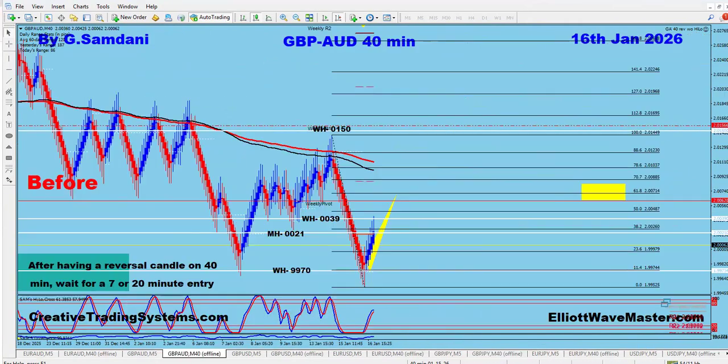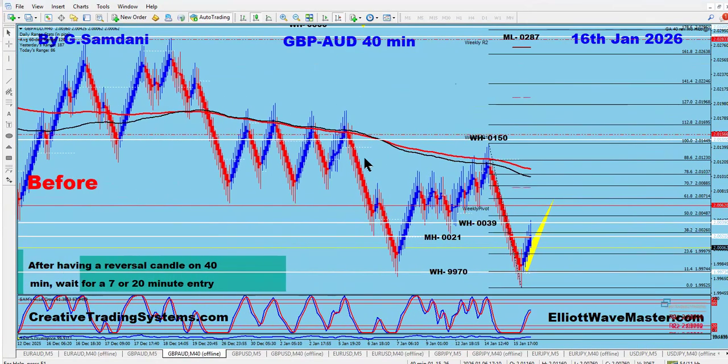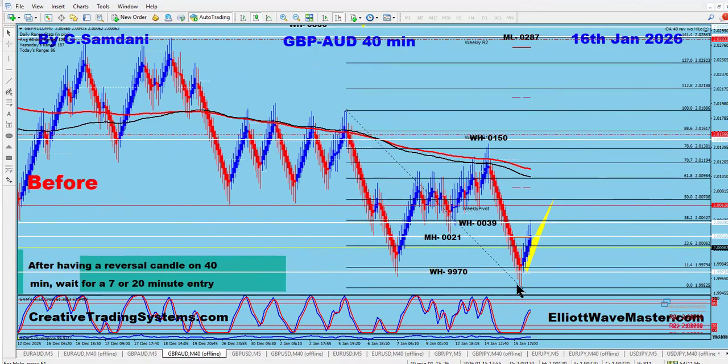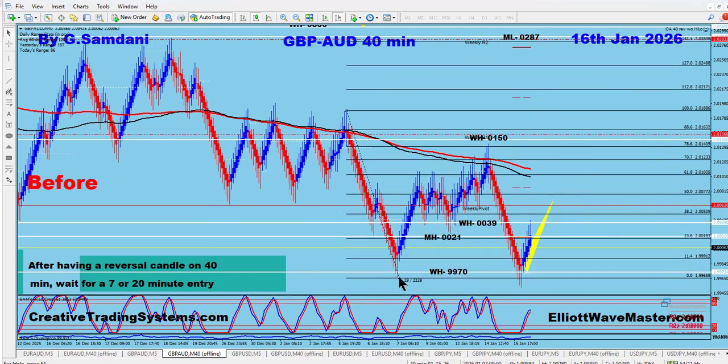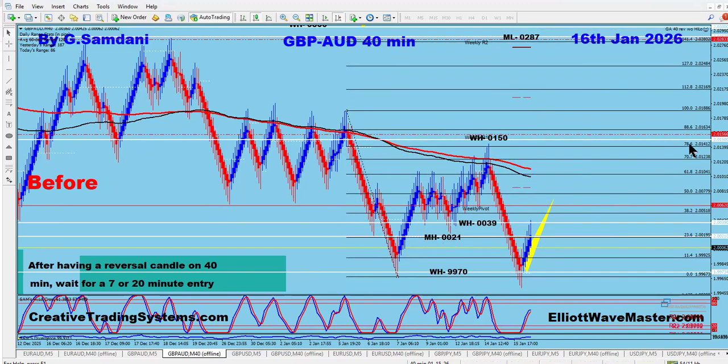Let's say pound Aussie, for example. Pound Aussie, okay. What is the drama here? From here to here, let me see the fib here. Do you see that? 78% and made the turn. So I was ready right there. And see that? This is my logo. After having a reversal candle on the 40-minute chart, the reversal candle is right there. Look for what? Wait for a 7 or 20-minute entry.